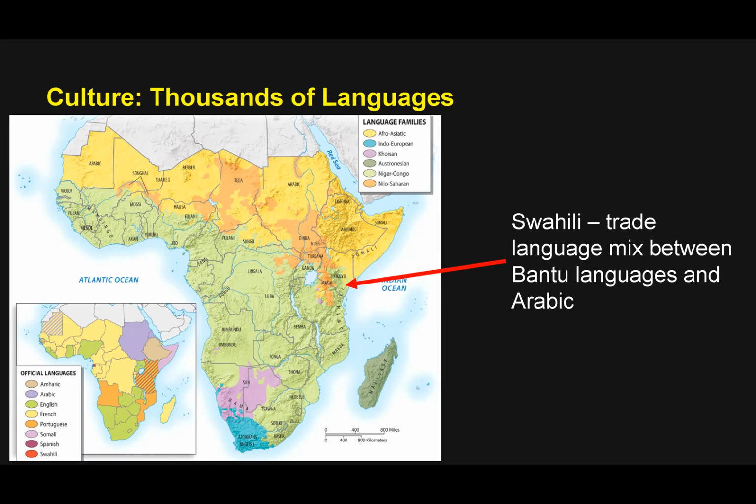And I'd point out Swahili. Swahili is very common in East Africa. It's a trade language between some Bantu languages and Arabic. And that developed so that people could trade with each other, and then it's become a very commonly used language.